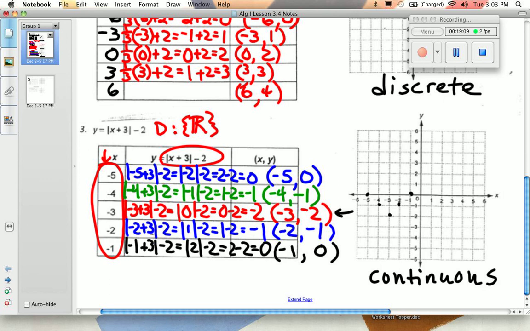Can I get my points on there? They look like they're in a V. How about yours? Is that what yours look like? Okay, now we've got to do a range. A range for this one.